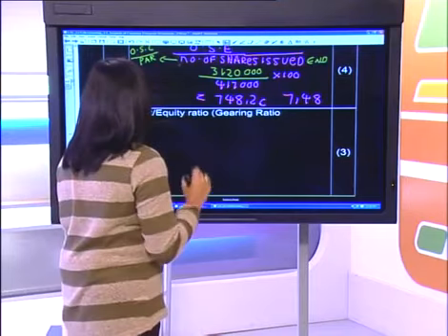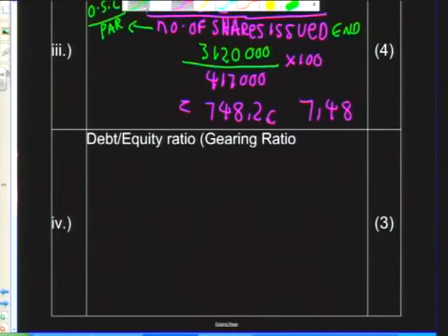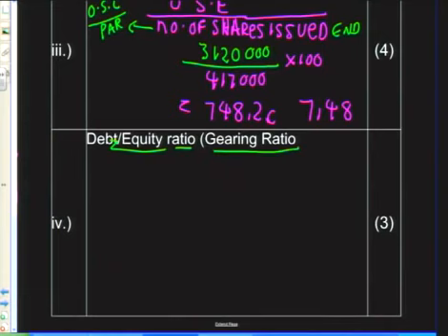Right, guys, let's move on to the next ratio, your debt equity ratio. And remember, I spoke about this, guys. Sometimes they call this the gearing ratio. We're obviously going to be looking at your non-current liability compared to your ordinary shareholders' equity. Debt equity. Remember, don't swap them around. Ordinary shareholders' equity, we've already used that figure, the 3,120,000. That was your total shareholders' equity.